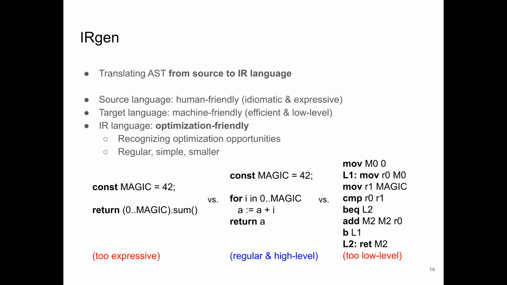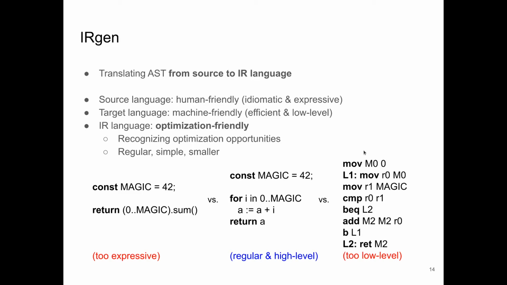So IR languages are meant to be optimization friendly by providing many features. For example, it should be very easy to recognize optimization opportunities inside this IR, and also it has a very regular, simple and small structure of the language constructs, so that it is not very difficult to write the compilers.